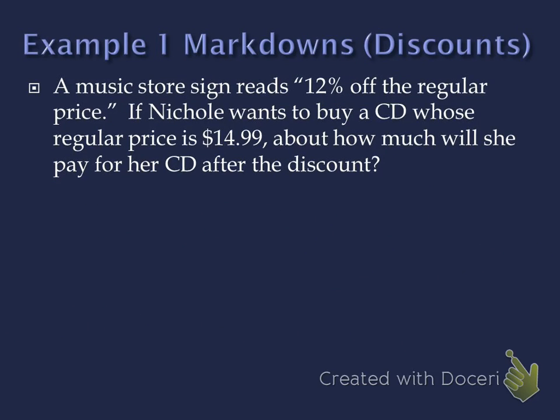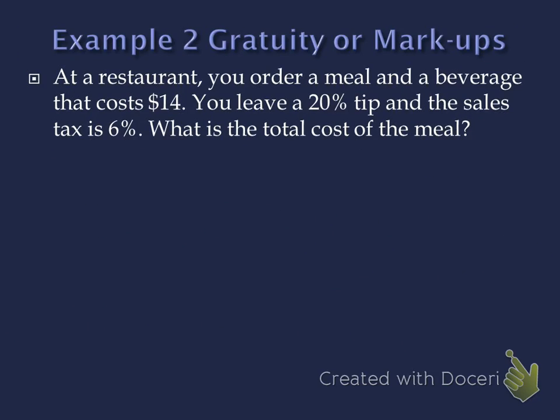Okay, let's look at the next example. For example 2, for gratuity and markups, it says, at a restaurant, you order a meal and a beverage that together cost $14. You leave a 20% tip and the sales tax is 6%. What is the total cost of the meal? Typically, when you determine how much tip you're going to leave, you generally base it on $14. So let's take a look at that. Wait a minute. Let me pause.